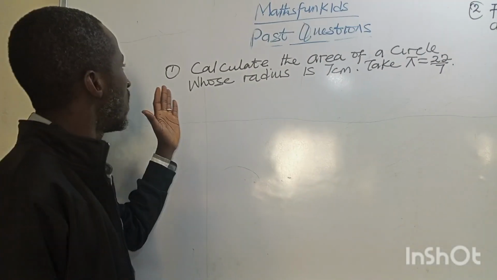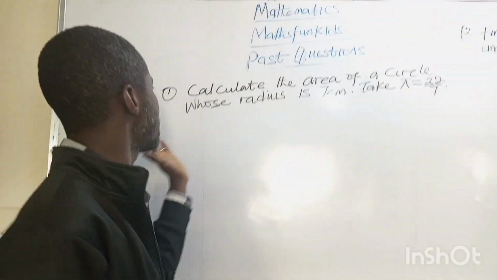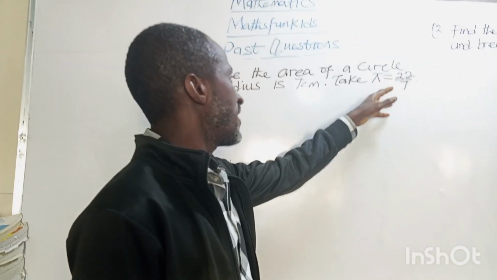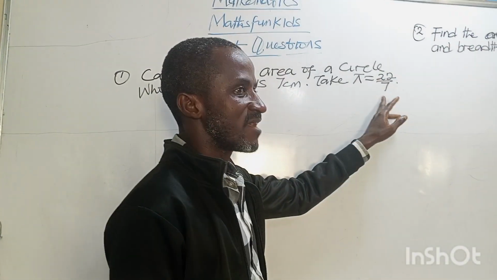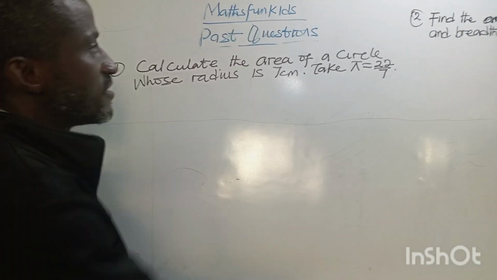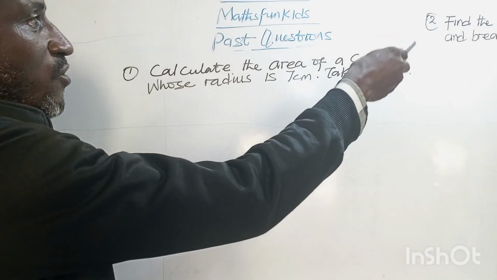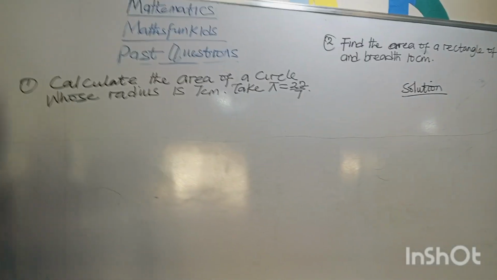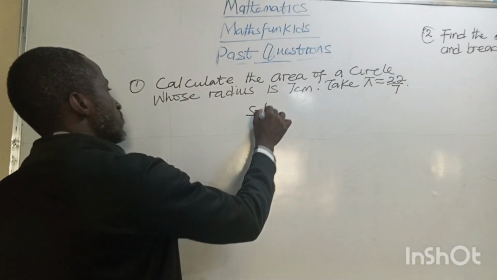The question number 1 is calculate the area of a circle whose radius is 7 cm. Take pi equal to 22/7. Second question is find the area of a rectangle of length 12 cm and breadth 10 cm. Now let's look at the first question.